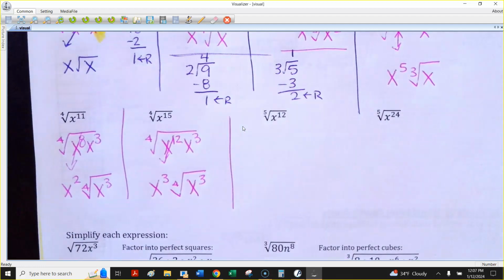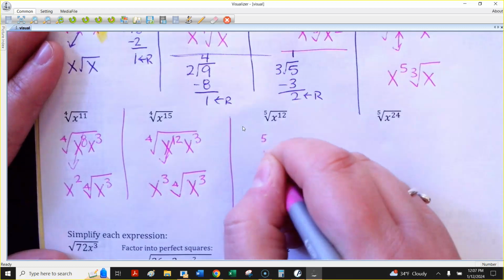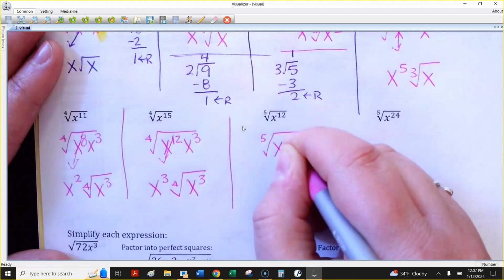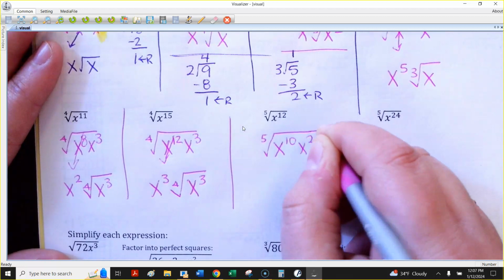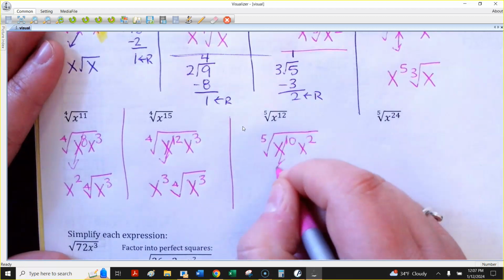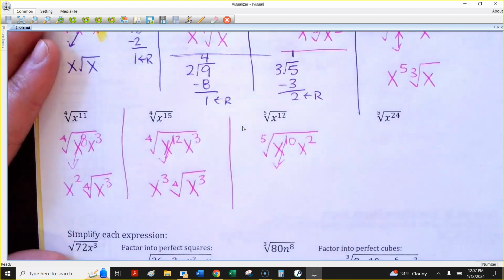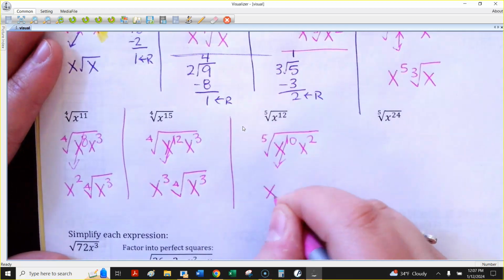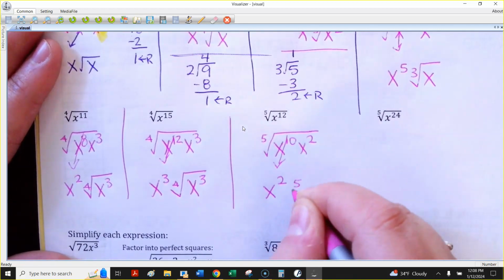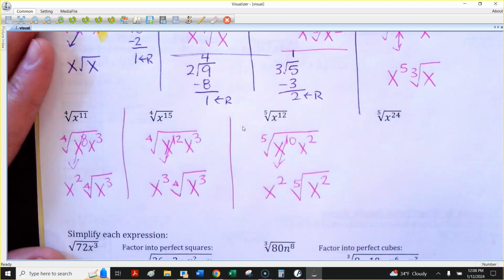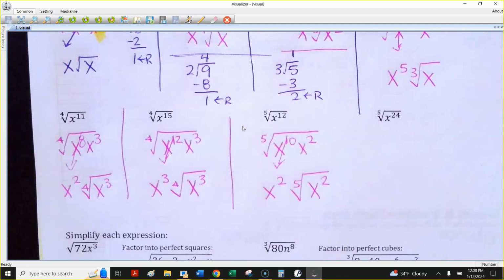And then if you've got a 5th root, you just want your exponent to be divisible by 5. So if you're working with 12, 10, and 2. Divide the exponent by the root to get your removal here. This will be x squared on the outside, and then we would actually have an x squared also left underneath that 5th root.